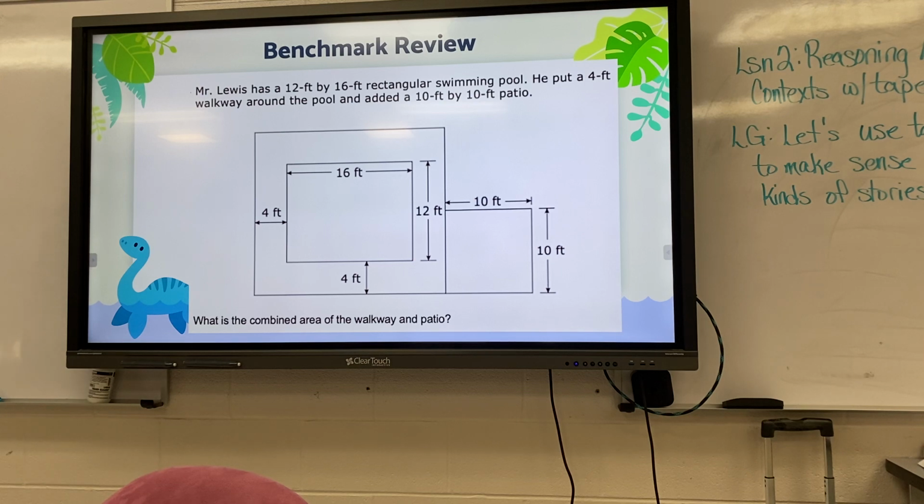You got about 30 seconds more. What do you see, Jaden? What shapes do you see? Do you see a rectangle inside of a rectangle? Okay, do you see a square off to the side? Okay.